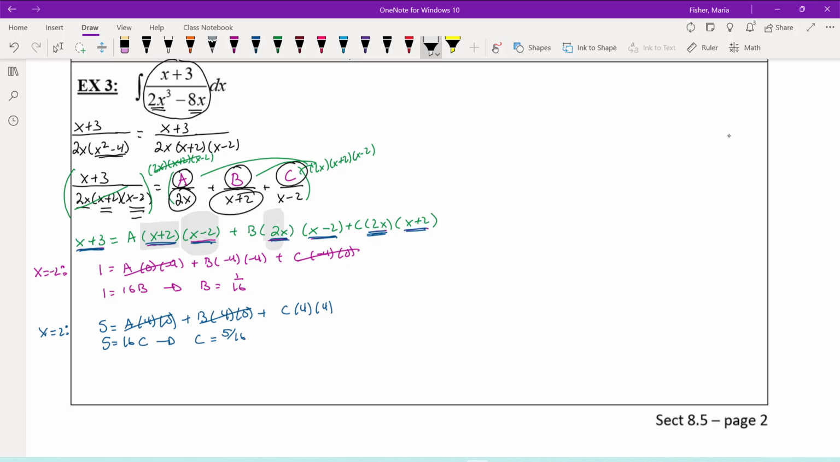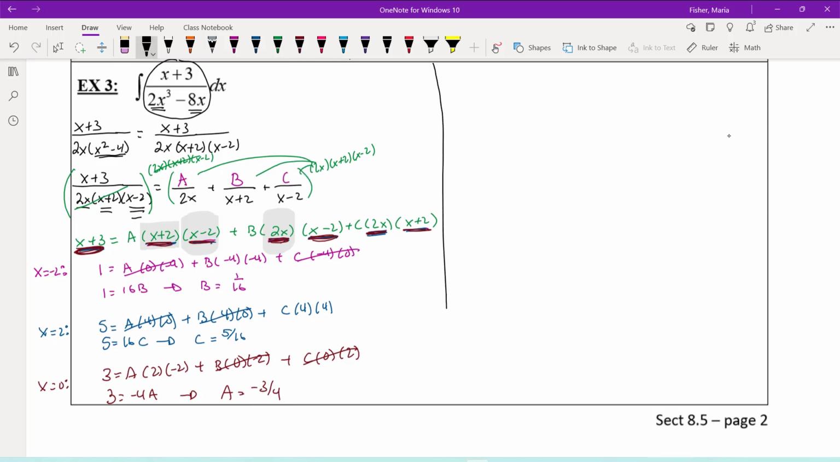Last one we need to cancel is this 2x. So what would we plug in there? Well, we would plug in x equals 0. If x is equal to 0, 0 plus 3 is 3 equals a. 0 plus 2 is 2. 0 minus 2 is negative 2, plus b. 2 times 0 is 0. 0 minus 2 is negative 2, but that's times 0, so that cancels. c. 2 times 0 is 0. 0 plus 2 is 2, so that cancels because it's times 0. And you end up with 3 is equal to negative 4a. Therefore, you know that a is equal to negative 3 over 4.